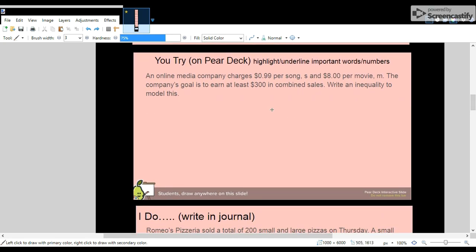Pause the video, try this one out on your own. An online media company charges 99 cents per song, S, and $8 per movie, M. The company's goal is to earn at least $300 in combined sales. Write an inequality to model this. See if you can set this one up on your own.